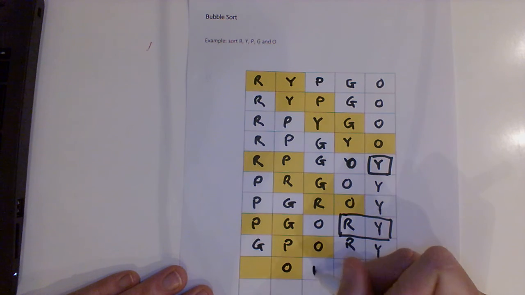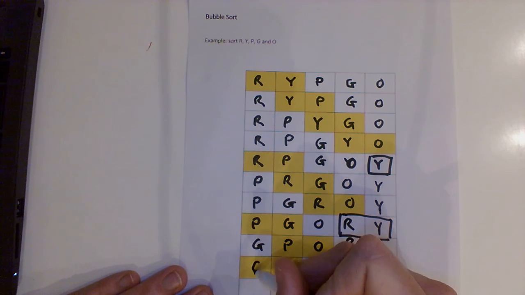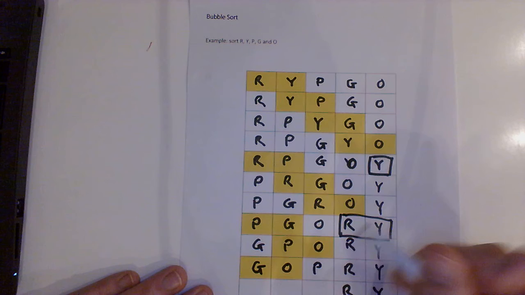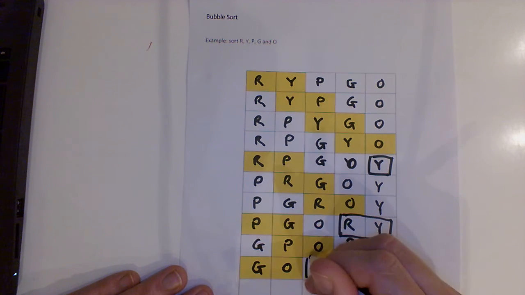P and O, wrong order, swap them. Copy the remaining value down. And I've come to the end of the list as well. So my last three items are now in order. P is not going to change, that's in the right order.